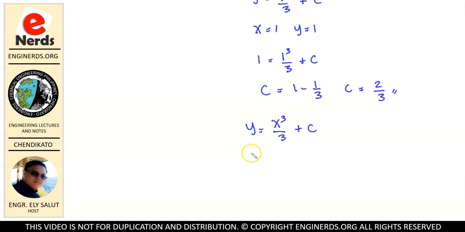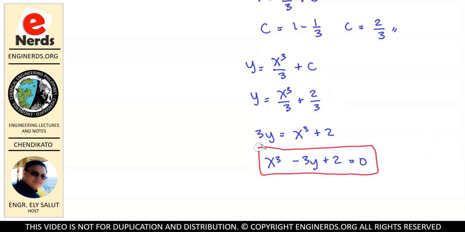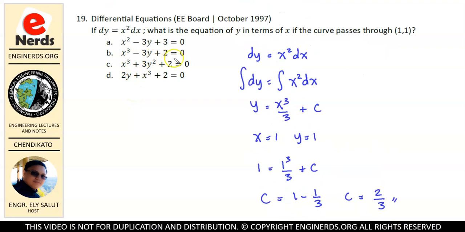So, let's just substitute that. So, y is equal to x cubed over 3 plus 2 over 3. Multiplying both sides by 3, we will have 3y is equal to x cubed plus 2. Okay? So, that means we have x cubed minus 3y plus 2 is equal to 0. So, this will be the equation of our curve, and also our final answer. So, nasaan siya sa ating choices? X cubed minus 3y plus 2 is letter B sa ating mga choices.